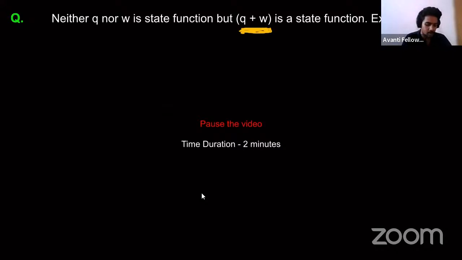Yeah, you are right. Q and W are both path functions, but internal energy is a state function. The reason is that even if you change only Q, internal energy will change, or if you change only work, internal energy changes that way also. Whichever path you choose, the internal energy does not depend on the path. Even if you increase only Q, internal energy will increase, and even if you increase only work, internal energy will increase in both cases.